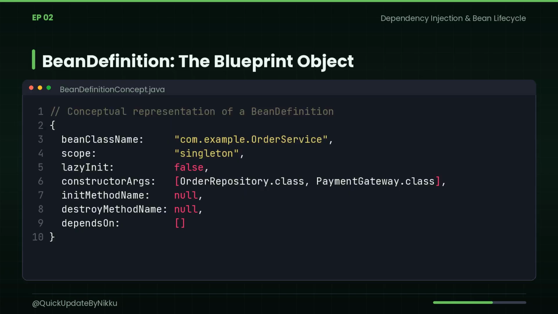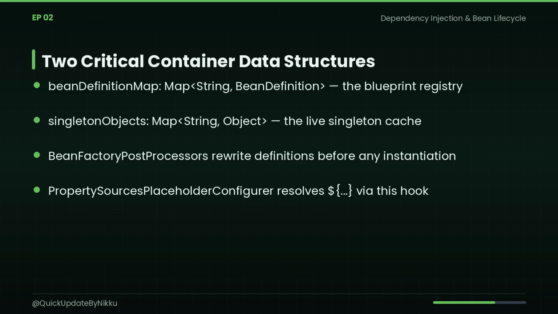A bean definition is a blueprint, not an instance. It carries the class name, scope, constructor argument types, and lifecycle method names. The container stores every blueprint in a map called the bean definition map before a single object is ever constructed. Only when a bean is needed or eagerly initialized at startup does the container use this blueprint to produce a live instance. The container maintains 2 maps in memory simultaneously.